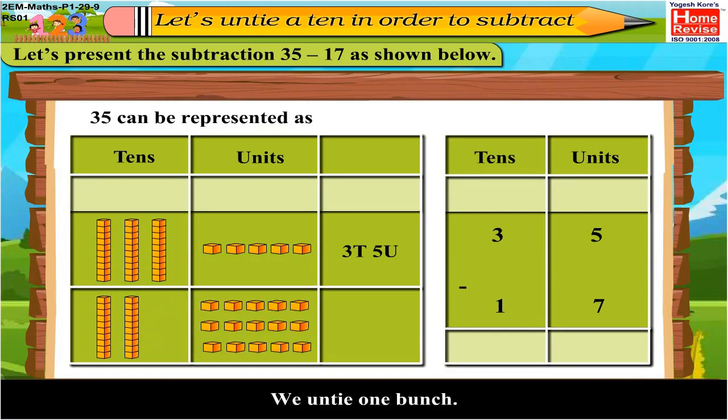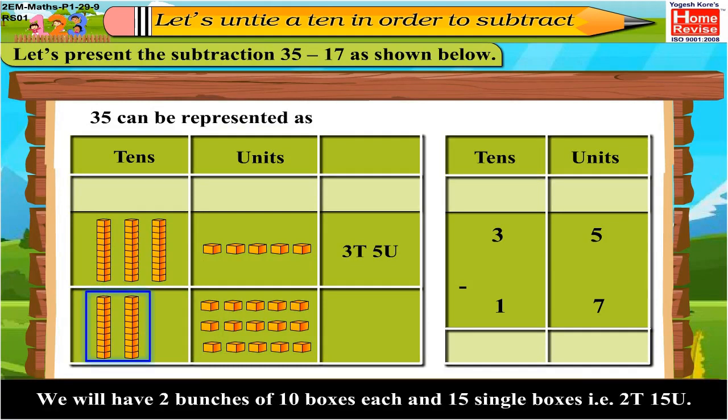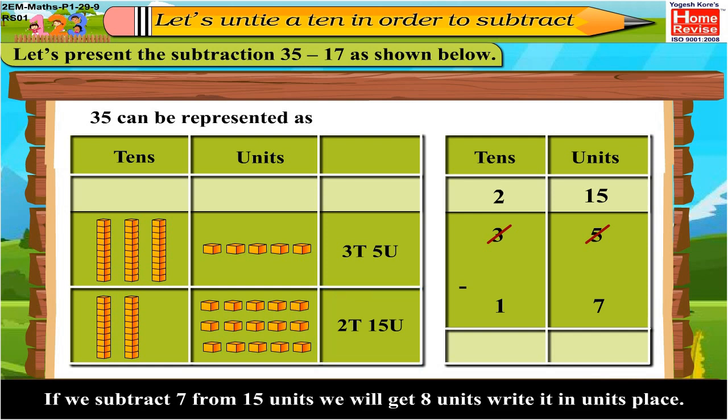Now we will subtract 1 ten 7 units from it. We untie one bunch. We will have 2 bunches of 10 boxes each and 15 single boxes. That is 2 tens, 15 units. So cut 3 in tens place and write 2 above it. Also cut 5 in units place and write 15 above it. Done that? Good. If we subtract 7 from 15 units, we will get 8 units. Write it in units place.